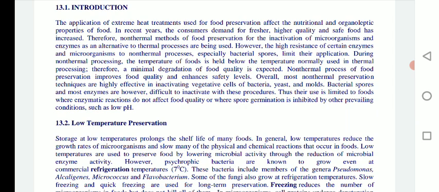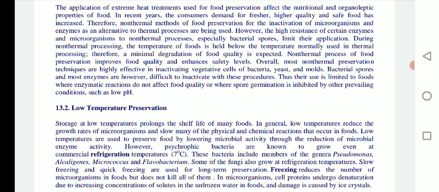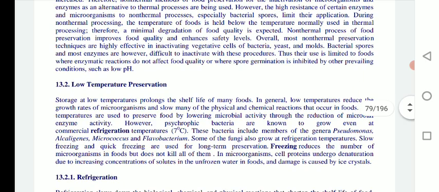However, high resistance of certain enzymes and microorganisms to non-thermal processes, especially bacterial spores, limit their application. So during non-thermal processing, the temperature of food is held below the temperature normally used in thermal processing. Therefore, minimal degradation of food quality is expected, and non-thermal processes of food preservation improve food quality and enhance safety level. So these are considered to be better over thermal processes, and overall most non-thermal preservation techniques are highly effective in inactivating vegetative cells of bacteria as well as yeast and molds and bacterial spores. Also they get inactivated and eradicated, and most of the enzymes also get inactivated.